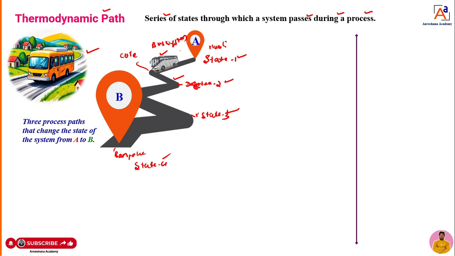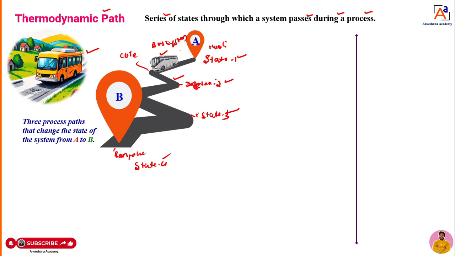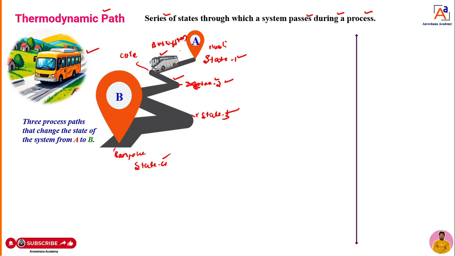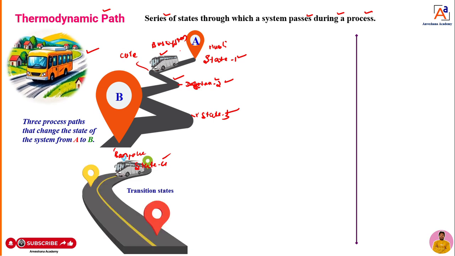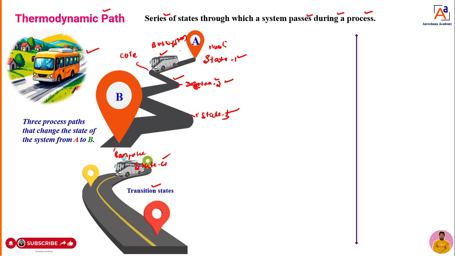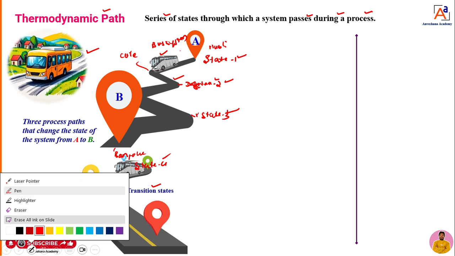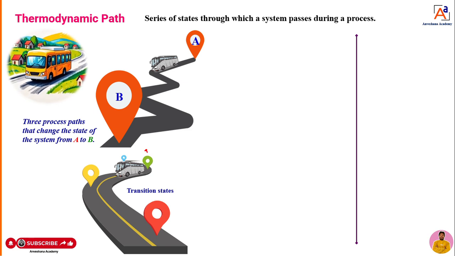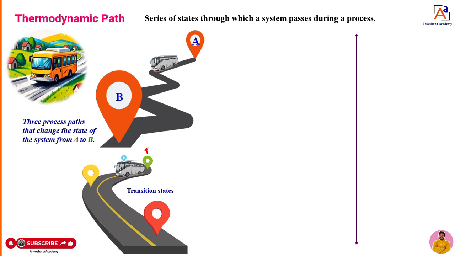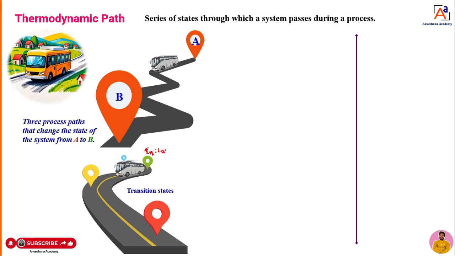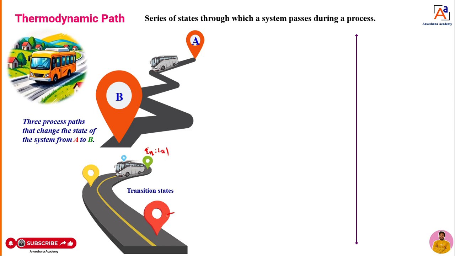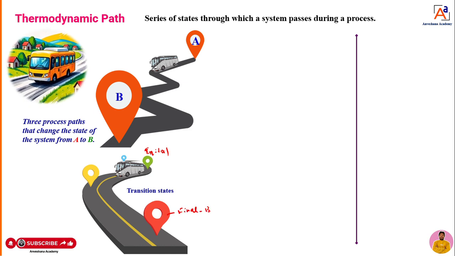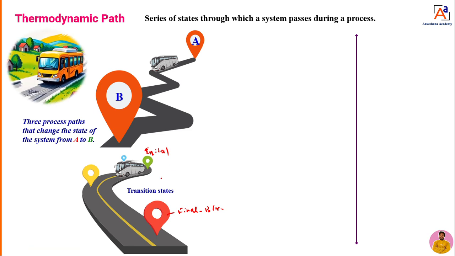Now whenever I say state 1, state 2, state 3, in between you are getting some states or places. Those states we call intermittent transition states, dear students. State 1 is the initial state, the starting point of the bus, that is Hubli. The final state is Bengaluru. These are the initial and final states.